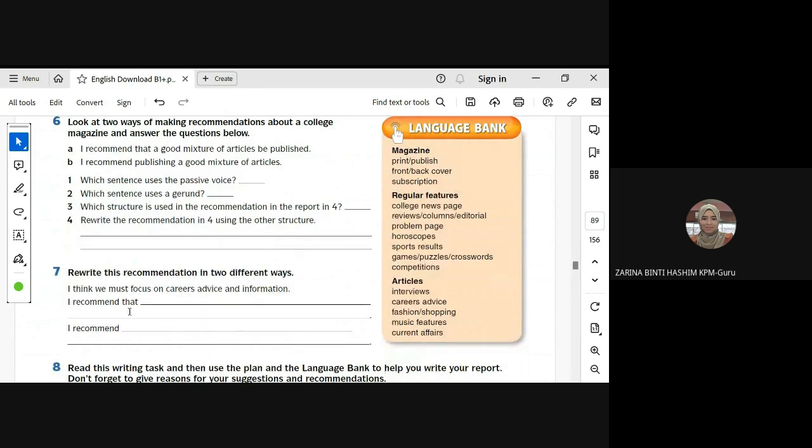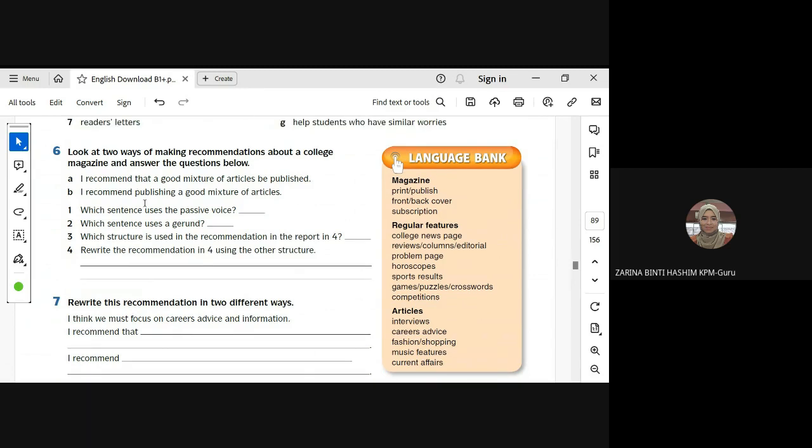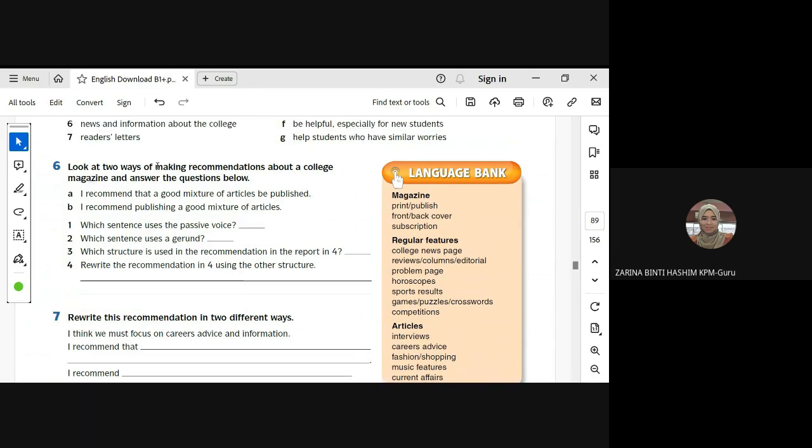Then they will also give you how to write the recommendation. This is another way of making recommendation. How to make recommendation. I recommend that a good mixture of article be published, or recommend. They are talking about the same thing, but the sentence or the word that they use is different. For example, the first one A, I recommend that a good mixture of article be published. So this is the passive form. Or I recommend publishing a good mixture of article. So this is another way of writing the recommendation.